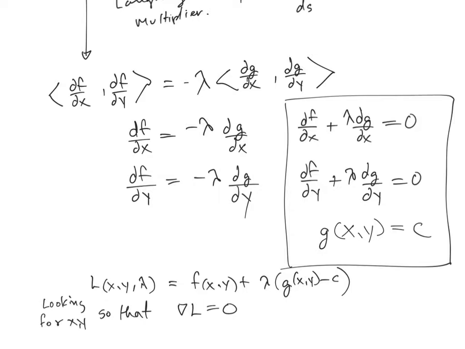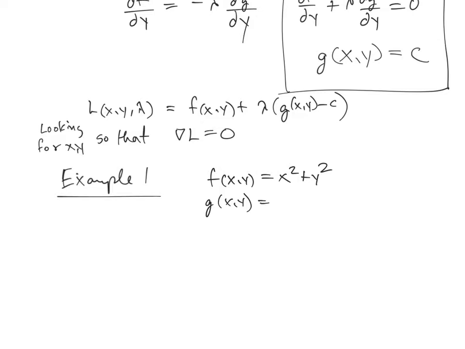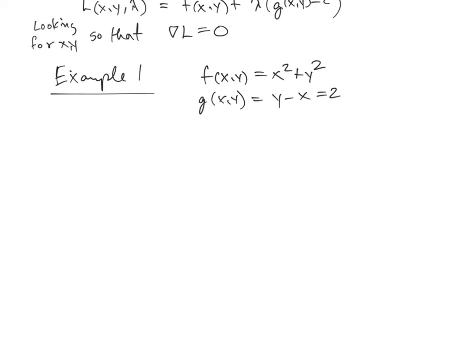All right, so let's look at an example where we don't use the Lagrangian right away, just to drive home exactly what we're trying to do here. Say we've got an objective function f of xy equal to x squared plus y squared. And we've got a constraint equation, y minus x is equal to 2. I'm going to go over this pretty quick because what I really want to do is the next example with a Lagrange.